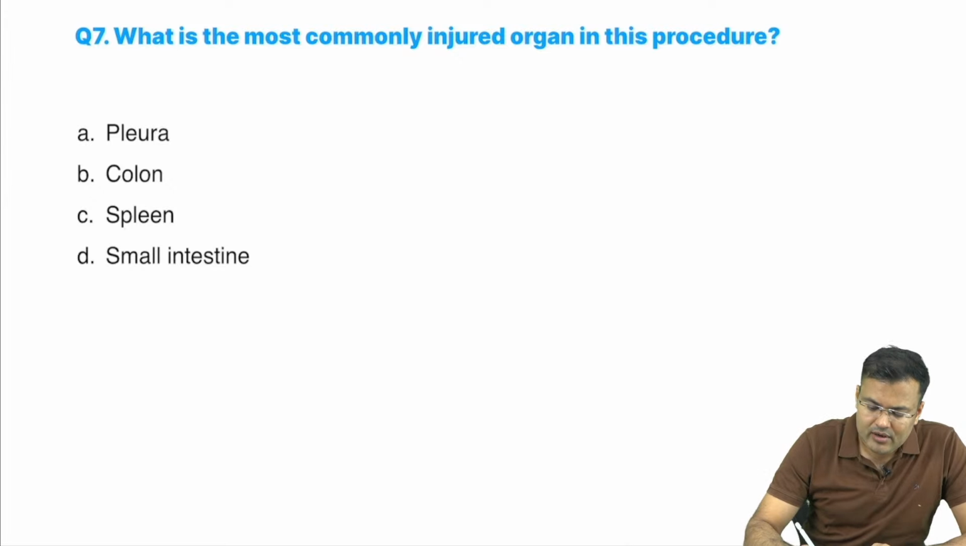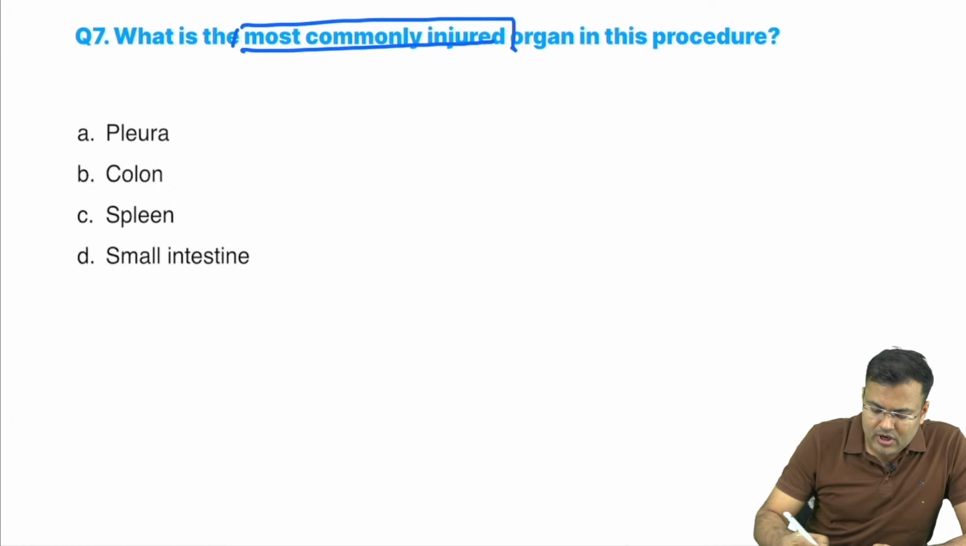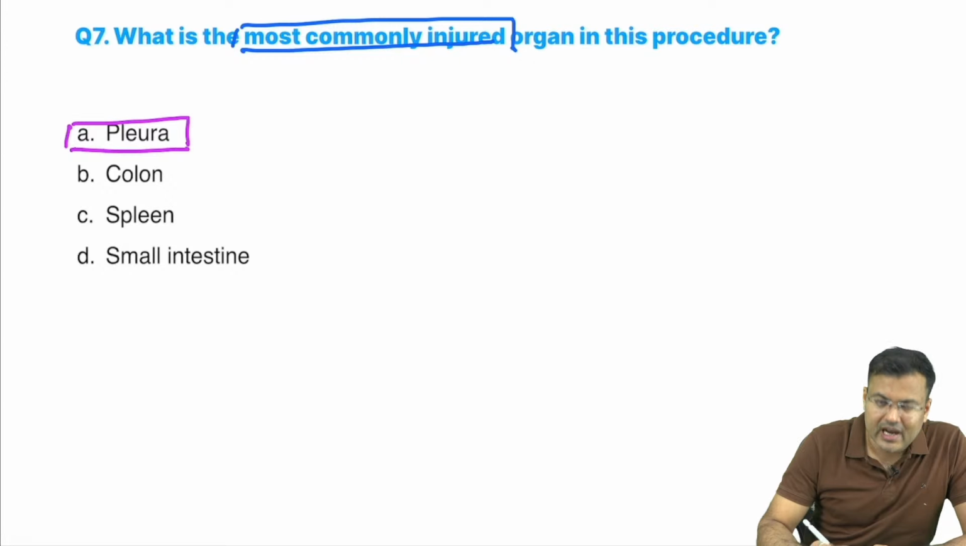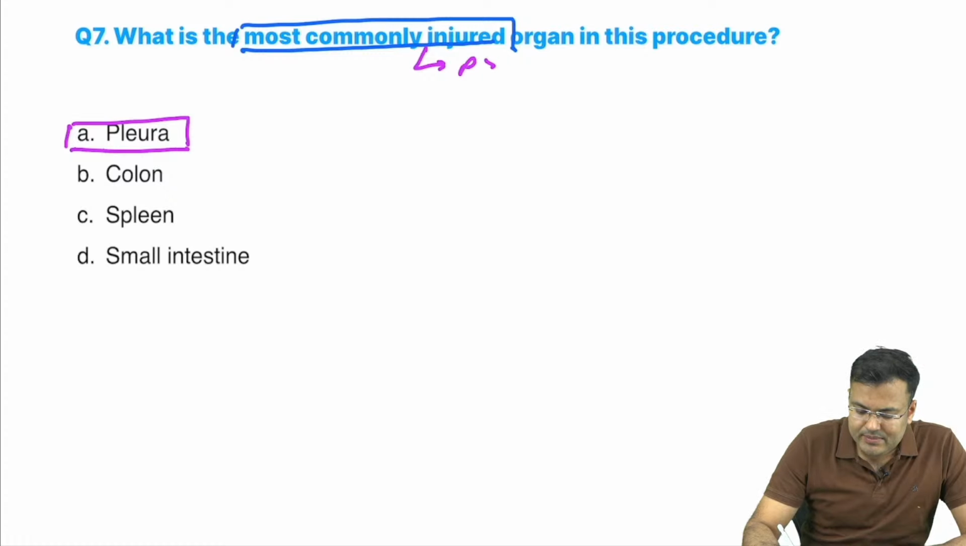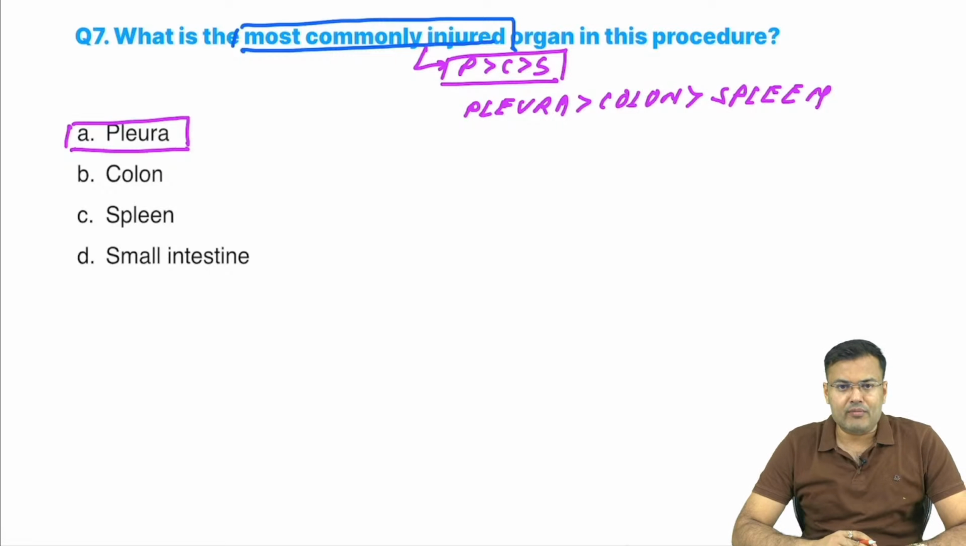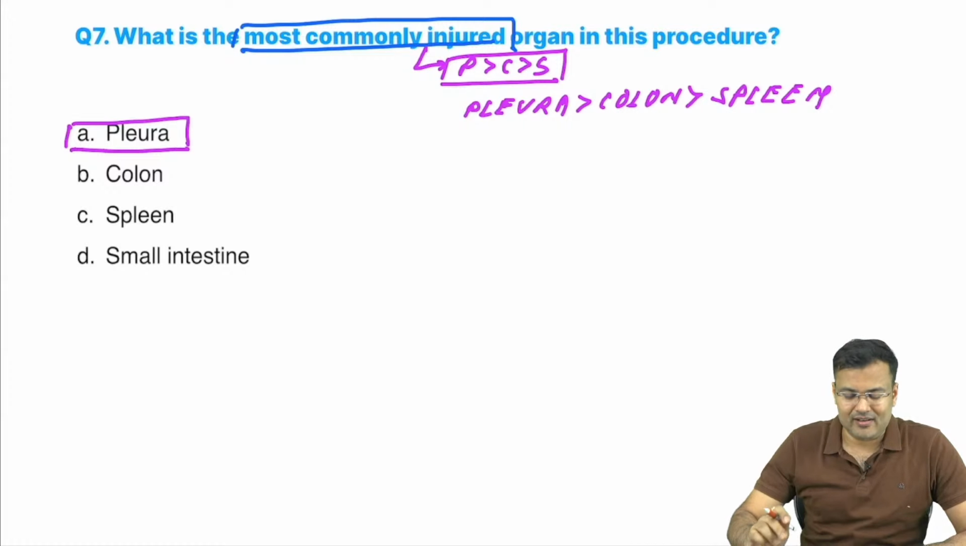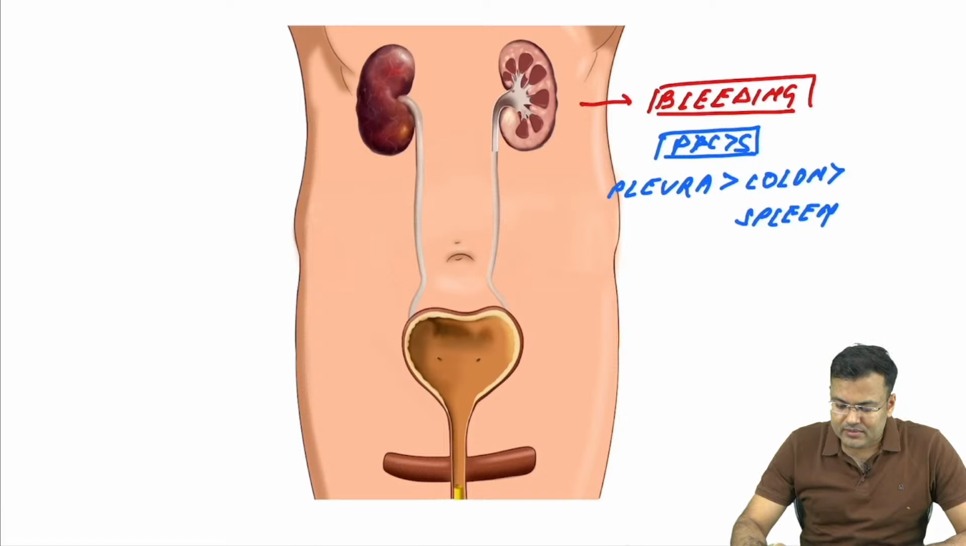Guys, can you tell me the most commonly injured organ? It's pleura. How to remember? The mnemonic is PCS: pleura followed by colon followed by spleen. Clear? Okay. So what's the correct answer? Option A. And the most common complication is bleeding. So this was PCNL.